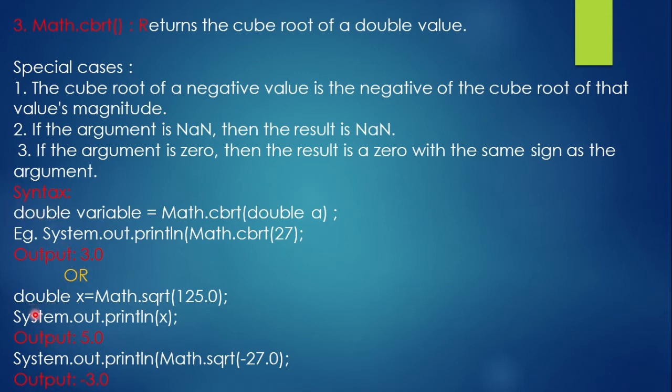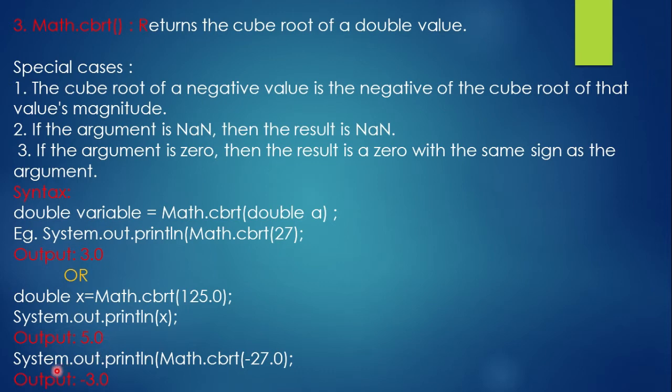Simple. Now, this is a one step process. You open your BlueJ, create a class and type this. You will get the answer directly. Otherwise, double x is equal to math.cbrt(125). Whatever the cube root of this 125 is will be returned and stored in x. That x we are printing. Now everyone knows that the cube root of 125 is 5.0.